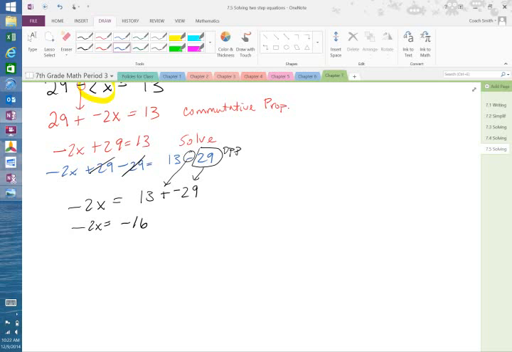Now we solve for x. Divide by negative 2, divide by negative 2. X is equal to 8 because you're dividing negative 2 into 16.